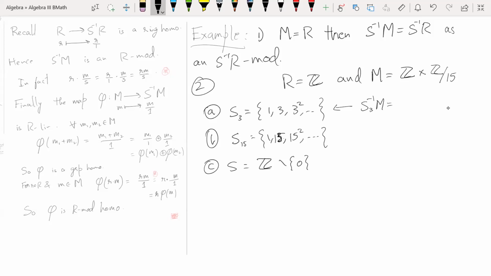So first we'll have to guess what happens. If it was just Z, then of course we would get S3 inverse Z. Somehow this is a product, and everything is component-wise. So S3 inverse Z should remain, S3 inverse Z should be there. So that is Z adjoin 1 over 3.